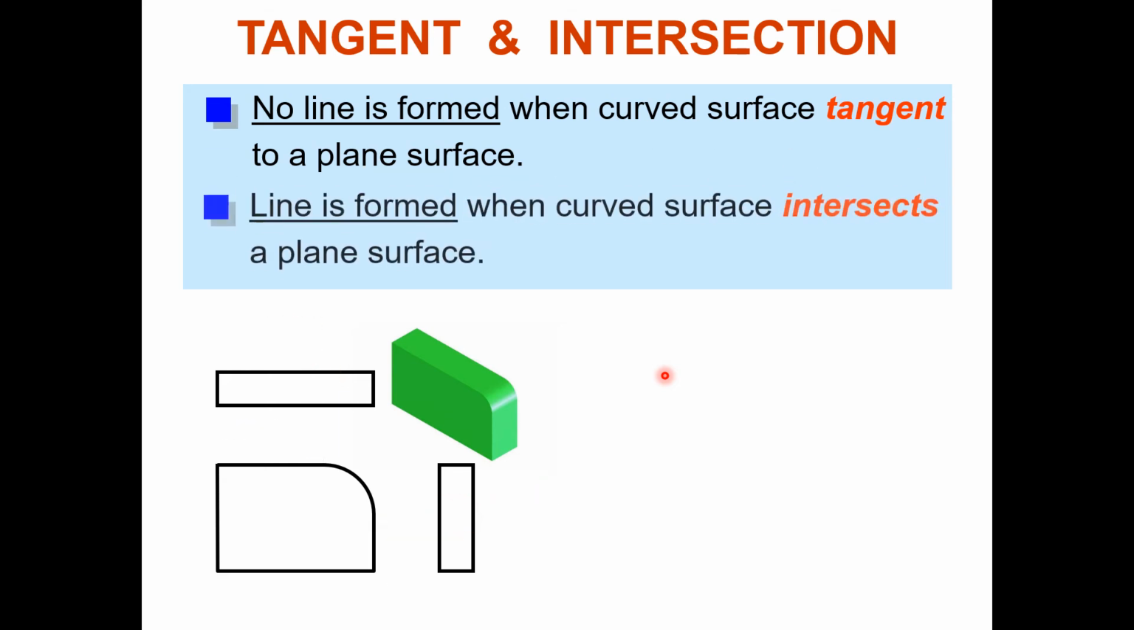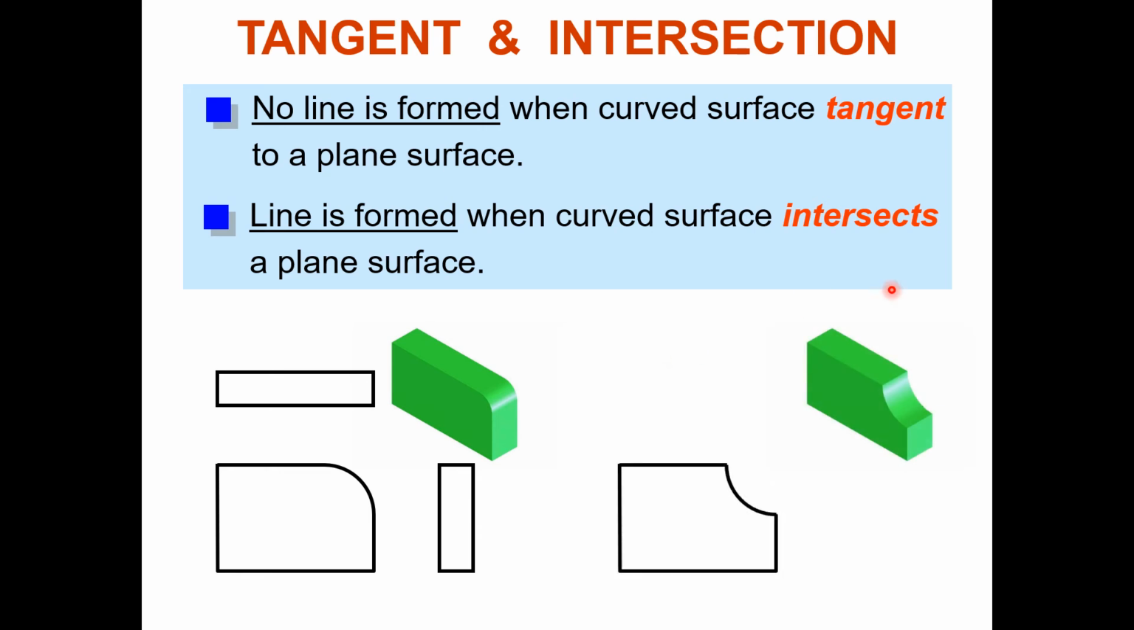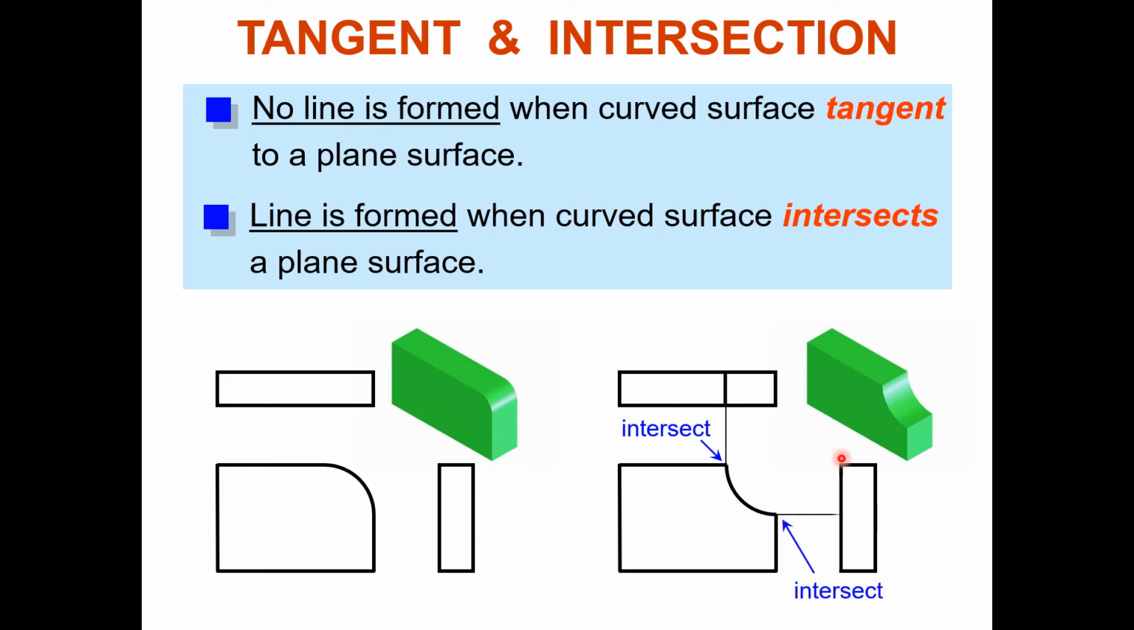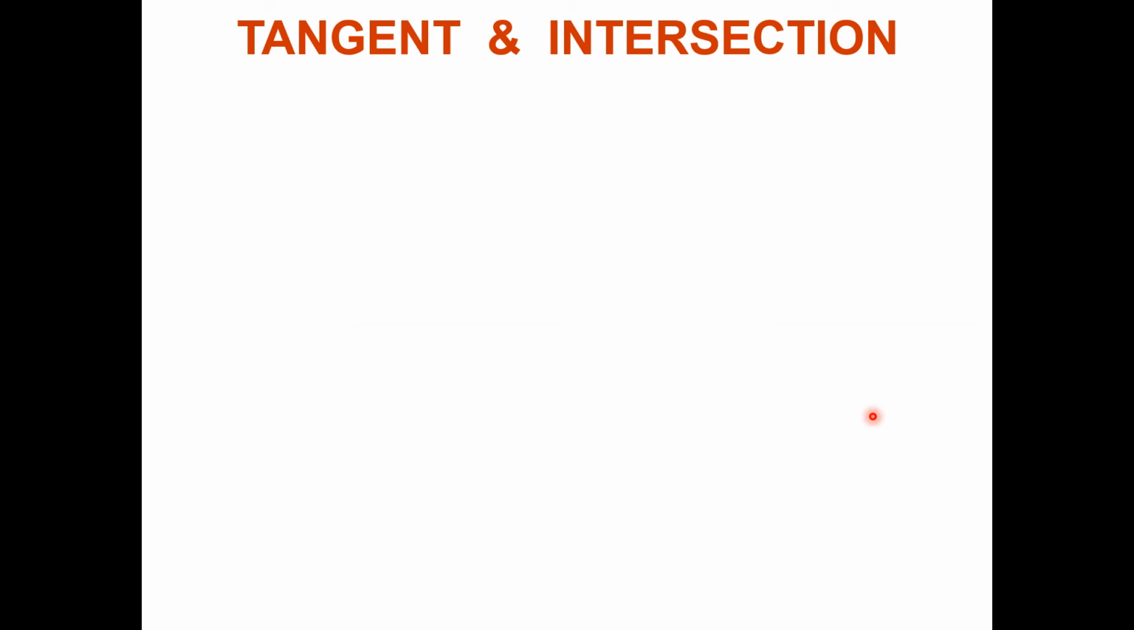So when will the line form? When two surfaces intersect. Here one surface and second surface are intersecting at this point. At this point, when we draw the top view and the right side view, we need to draw the solid line here and here. So that is the difference between tangent and intersection. At the tangent we do not draw the line, at the intersection we draw the line. There is another example. Here is tangent.